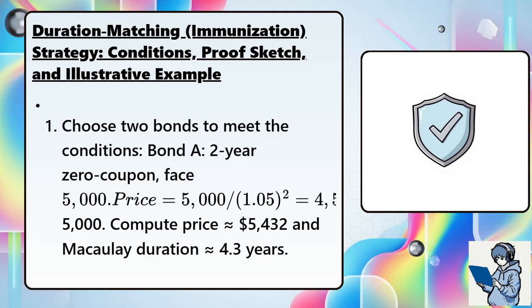2. Choose 2 bonds to meet the conditions. Bond A, 2-year zero coupon, face $5,000. Price equals 5,000 divided by 1.05 squared equals 4,535. Duration equals 2 years. Bond B, 5-year 6% annual coupon, face $5,000. Compute price approximately 5,432 and Macaulay duration approximately 4.3 years.